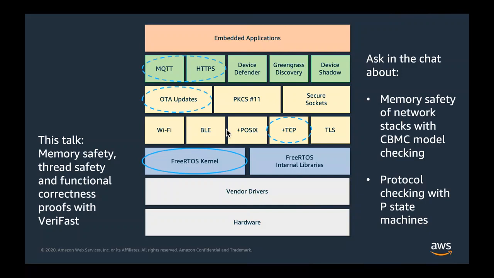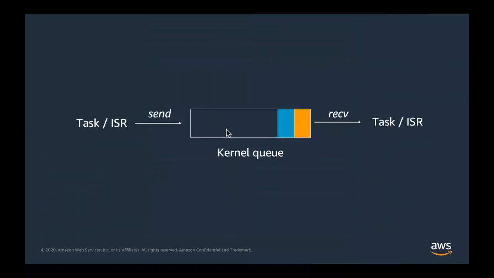All right, then, so let's zoom into this kernel and talk about the primary data structure that can be used for inter-task communication, which allows for sending and receiving of data between different tasks.